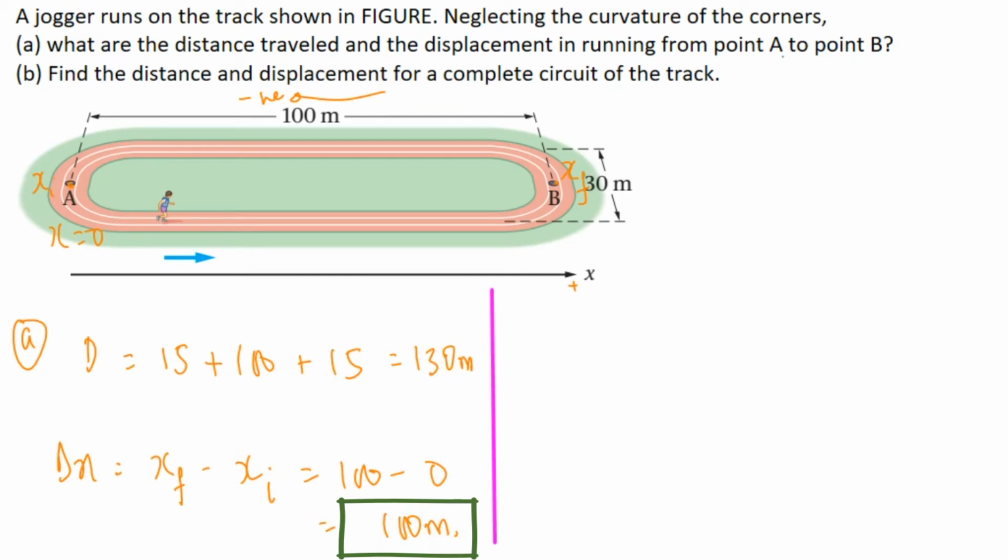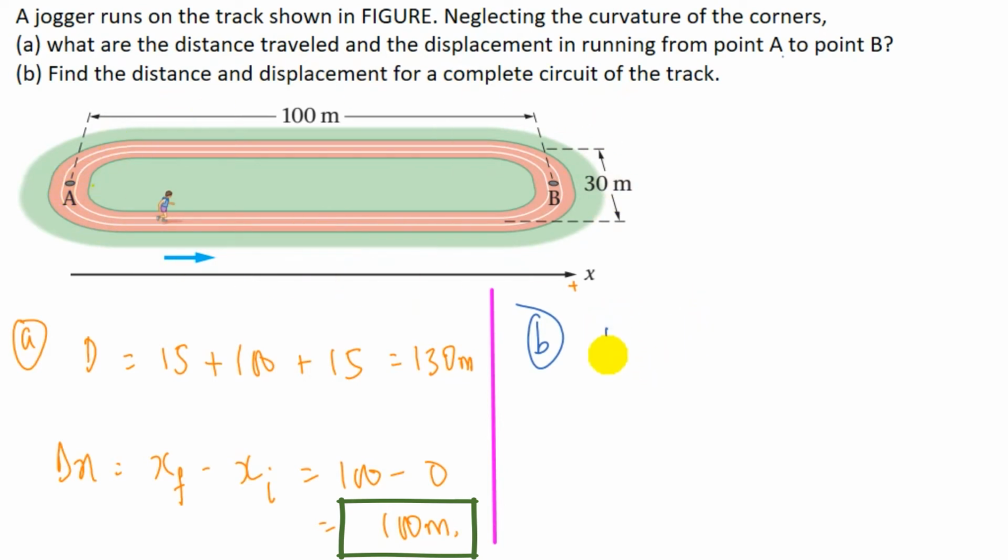So this is the answer for the A part. Now next we can solve the B part. In the B part, we have to find the distance and the displacement for the complete circuit of the track. So it started from point A, then again it comes back to point A.